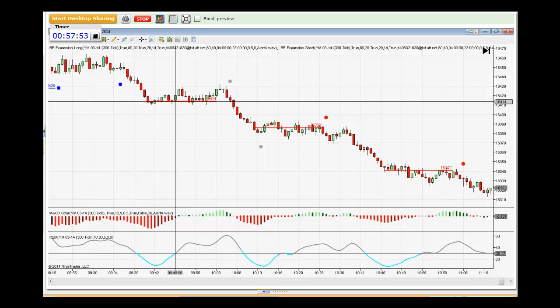Now, if we were real time and we had some real time volatility right now, we would see breakouts plotting. However, this is at 9 o'clock this morning. Markets are quiet right now, so we're not going to see any breakouts being signaled.